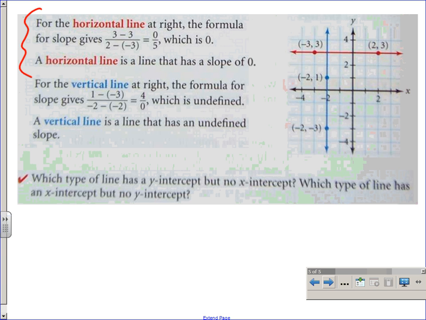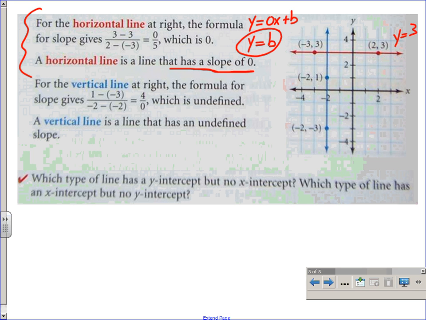So we have some information about horizontal lines. Biggest thing, horizontal lines have a slope of 0. If the slope is 0, think about y equals mx plus b, the slope-intercept form. You have 0 times x plus b. Whatever x is, 0 times that is just 0. So you get y equals b. This is the equation for a horizontal line: y equals a number. In this drawing, the red line is the horizontal. It's crossing the y-axis at 3, so its equation would be y equals 3.